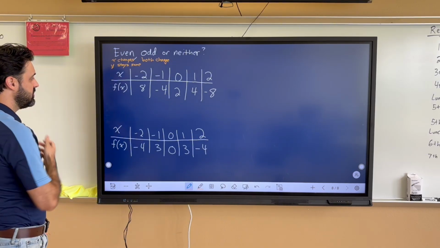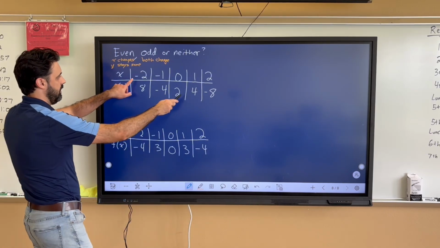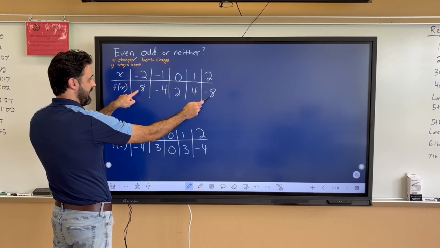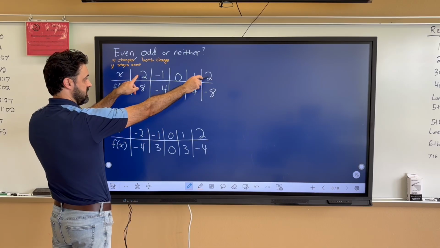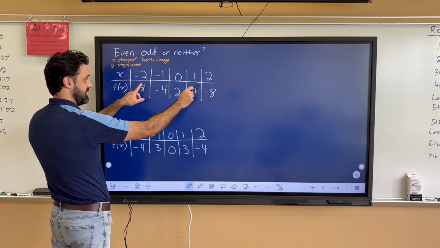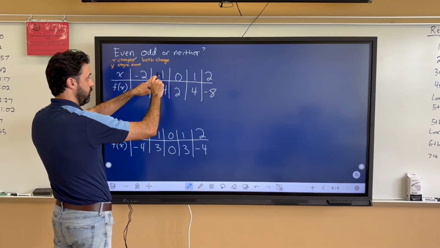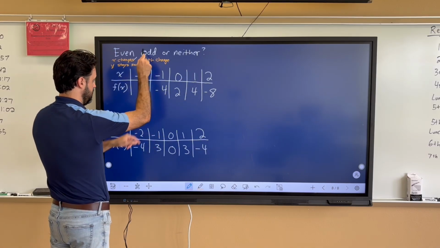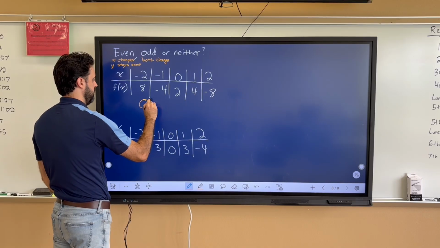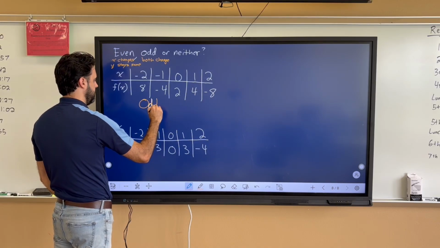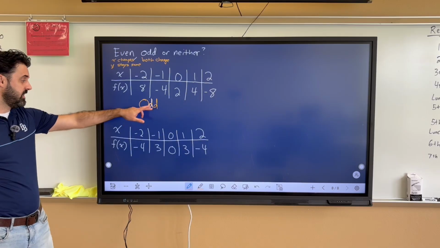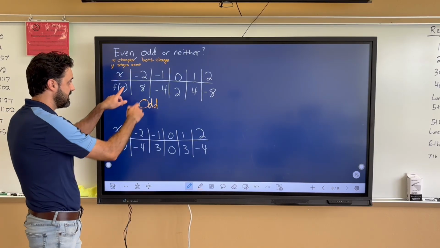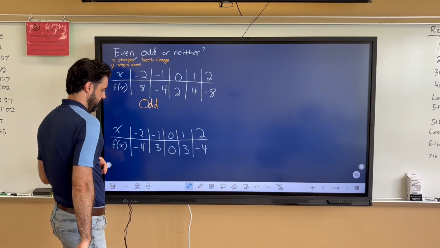Let's look at these two problems here. I'm noticing these two are the same x's with different signs, and their y's are also different signs. So when x changes signs, y changes signs. And same thing here, from -1 to 1, when x changes signs, y also changes signs. So if both of them are changing, it's an odd function. Now, this one didn't go through the origin. It doesn't have to go through the origin for it to be odd. It just has to be that when x changes signs, y also changes signs.